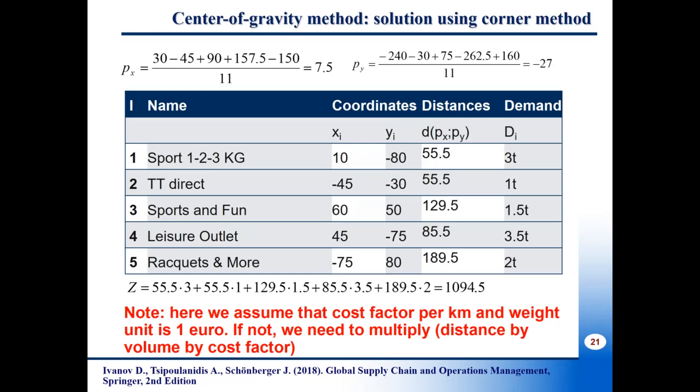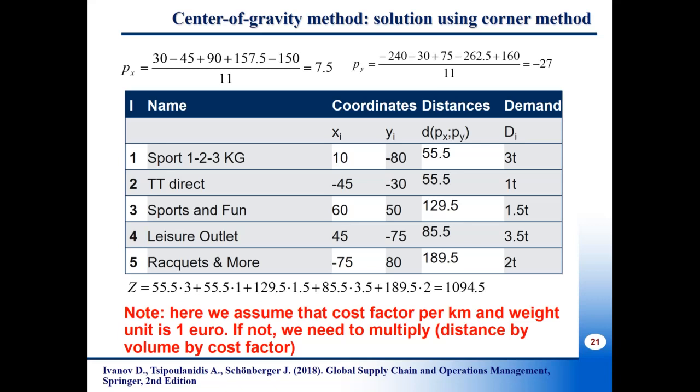Here we have 5 locations of customers: Sport 123 Kilo, TT Direct, Sport and Fun, Laser Outlet, and Rackets and more. Each of those markets has its own coordinates xi and yi. Next, we calculate the distance between a particular market location and the potential central warehouse location.